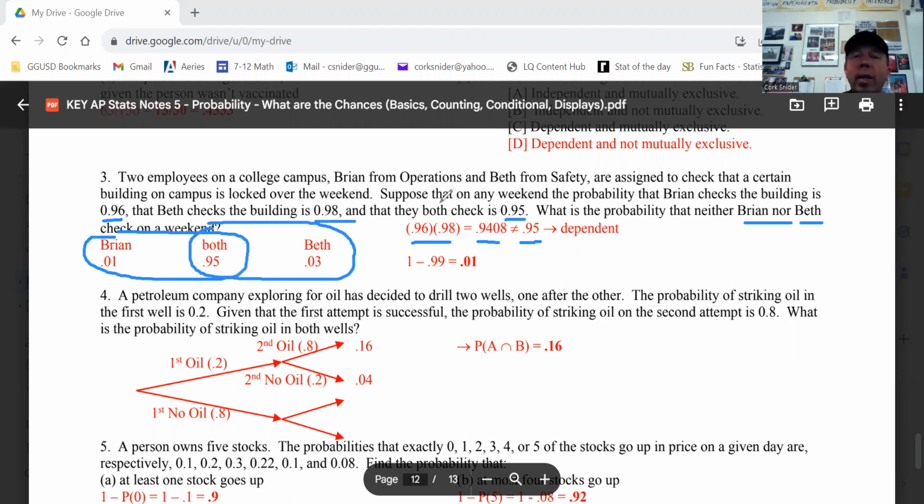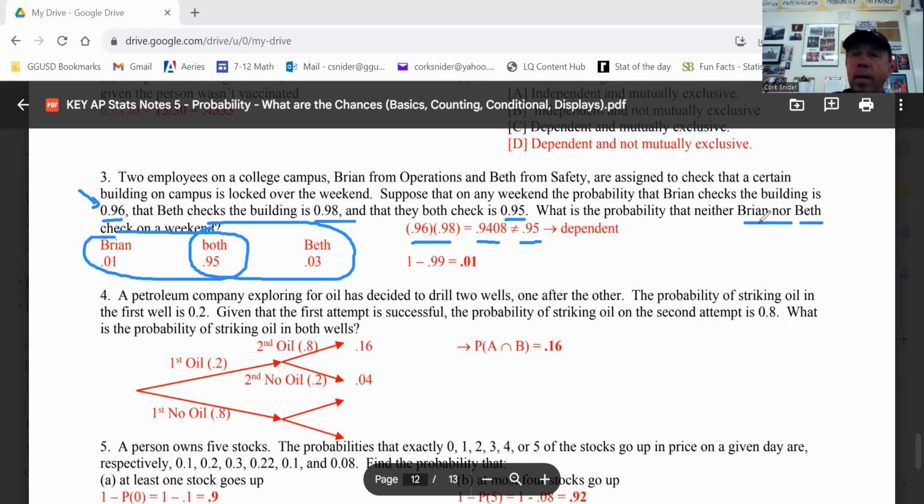Always start where it says both. Both is the key word. Put 95 there. The reason 0.01 is here is this 0.01 represents the probability of only Brian checking, doing that safety check. And this 0.03 represents where only Beth checks. Now 0.01 and 0.95 make 96. So that's how I got that. And 0.95 and 0.03 make 98. So we're good on that.